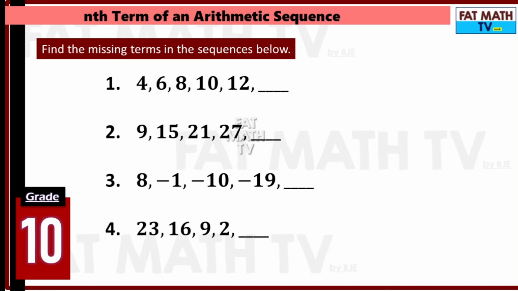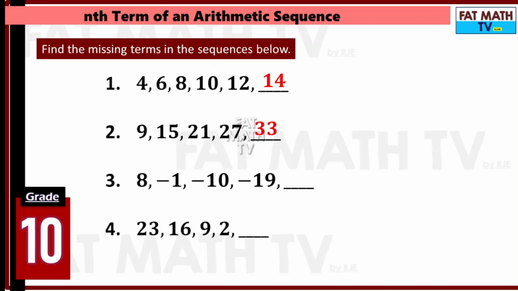Number 1: 4, 6, 8, 10, 12. What's next? Of course, it's 14. You just add 2 to the term to get the next term. How about number 2? 9, 15, 21, 27. Answer? 33. That is, you just add 6.